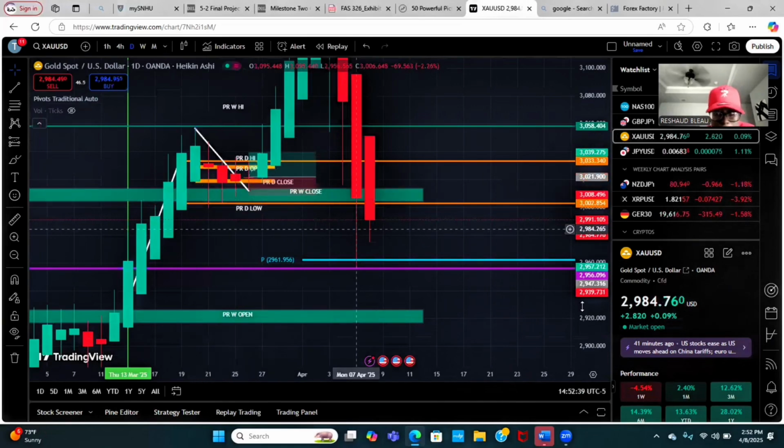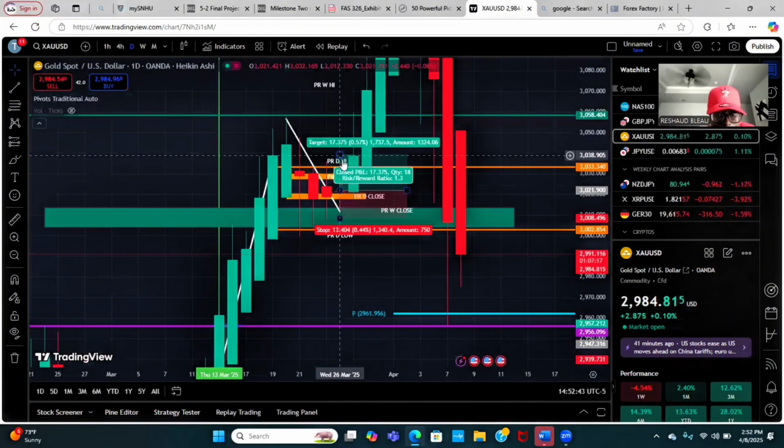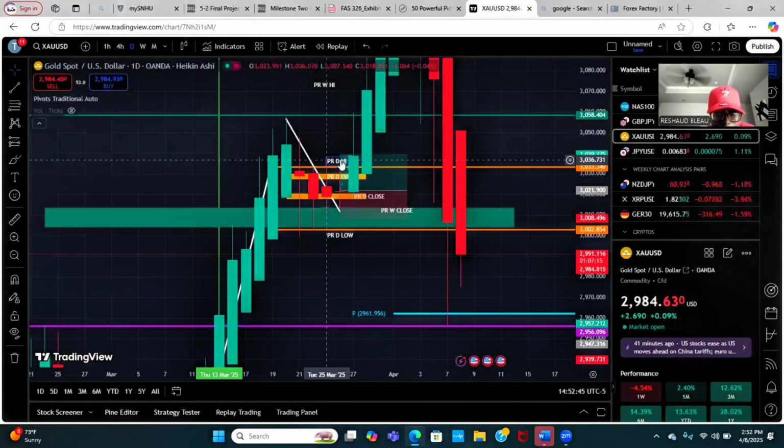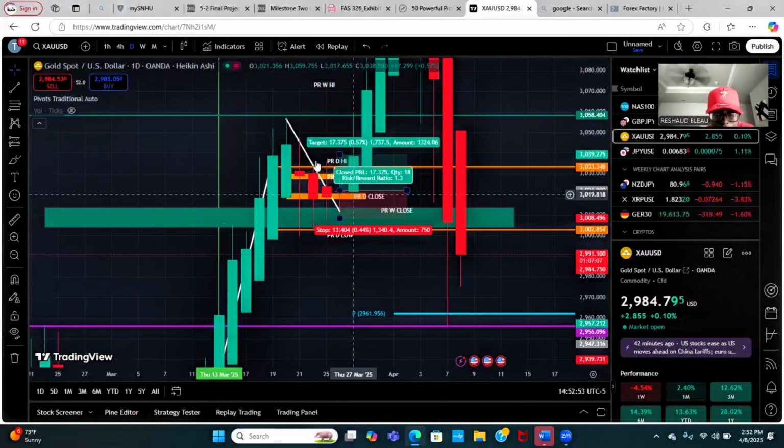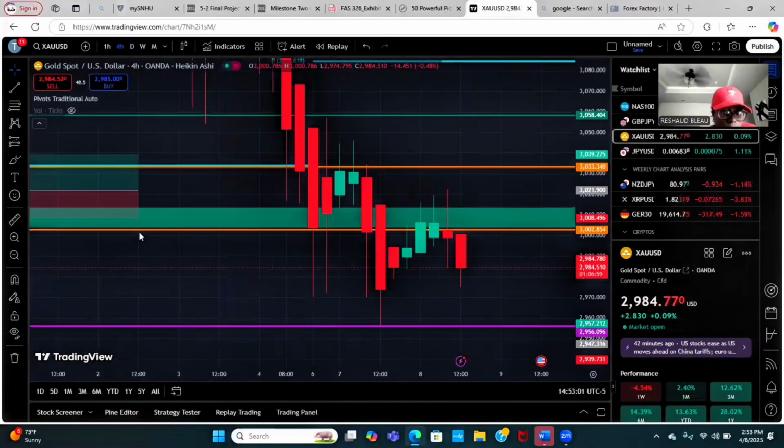So once price broke above right here, our previous daily high, we saw that it closed here. So we made a previous weekly high here. There was a previous weekly low. We got in at this point. Where did we get in at? Because we did this on.